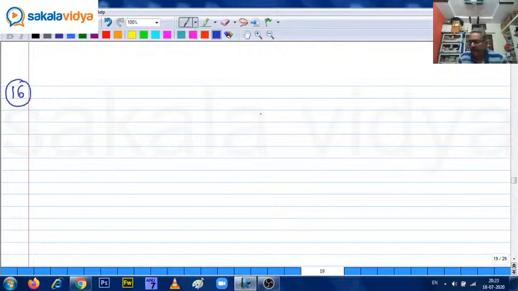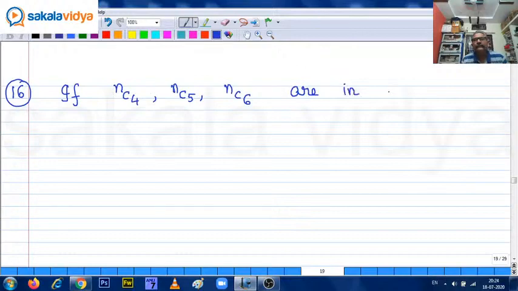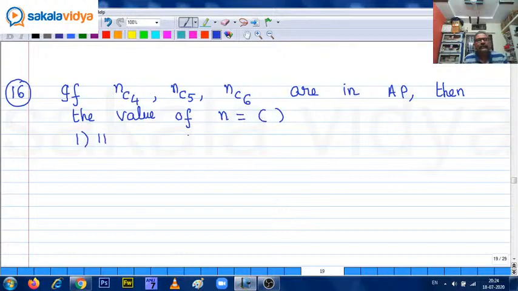Sixteenth problem. If n C4, n C5, n C6 are in arithmetic progression, then the value of n equals: first option 11, second option is 17, third option is 8, fourth option is 7 or 14. This is the question.